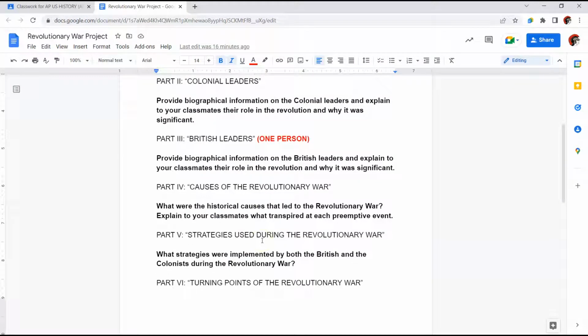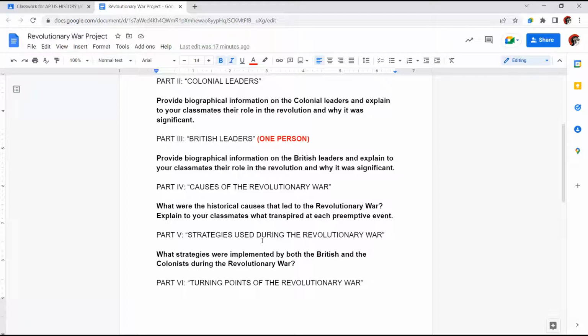Now, part 4 is the causes of the Revolutionary War. This is an important topic. What were the historical causes that led to the Revolutionary War? Explain to your classmates what transpired at each preemptive event. This is shameless SAT preparation. The fact that I've just used the word ambiguous, the word preemptive, the word esoteric. See, I'm sneaking SAT words in there. Sneaky, sneaky. But preemptive means these are the things that led up to it. These are the causal factors, okay? So what were those?